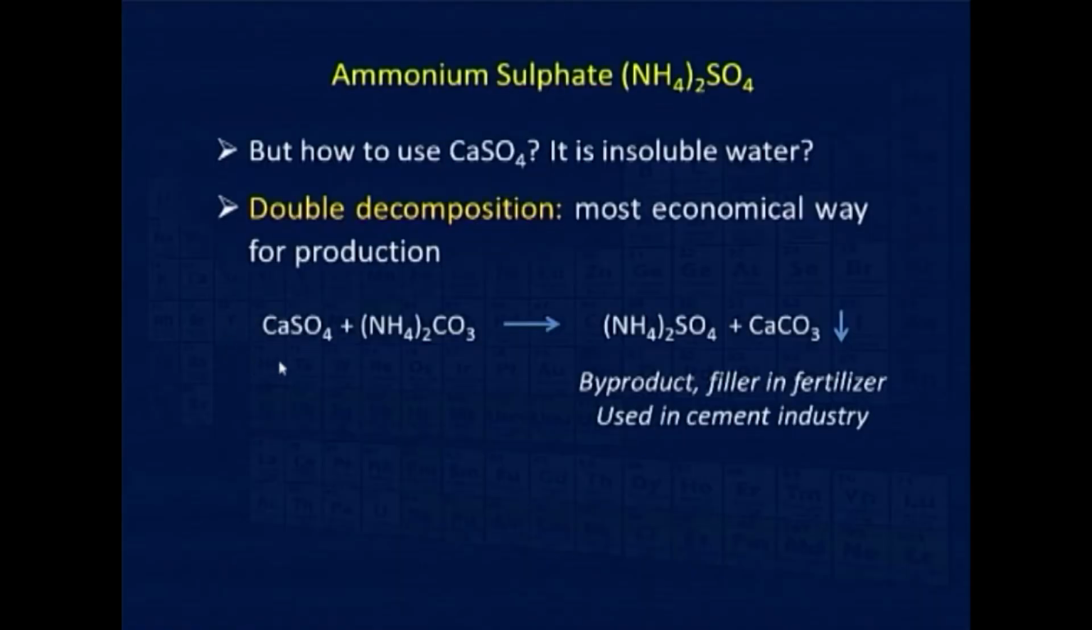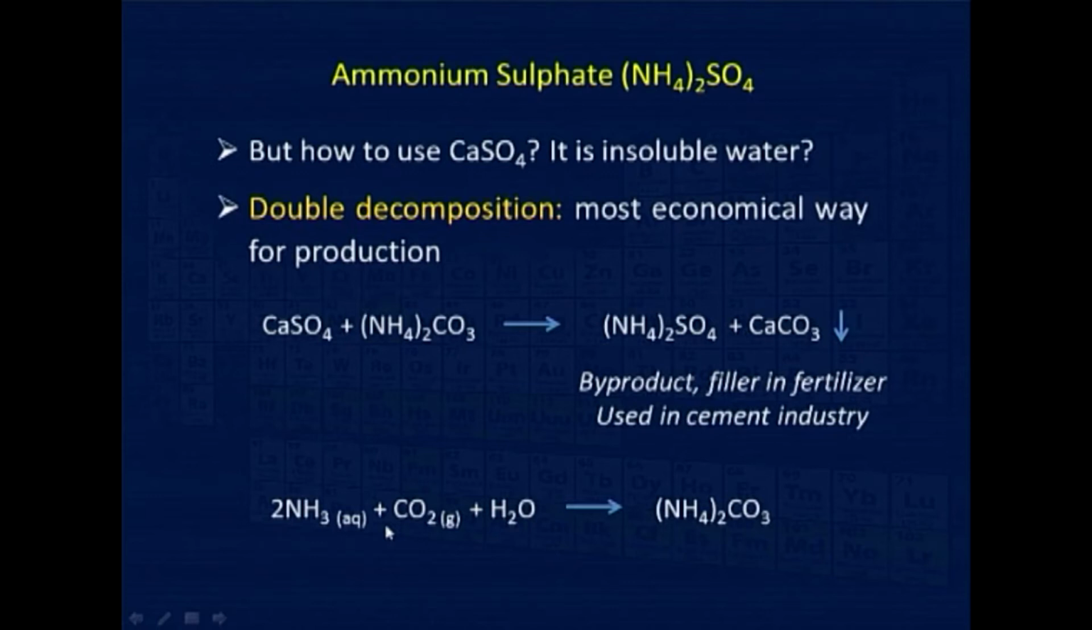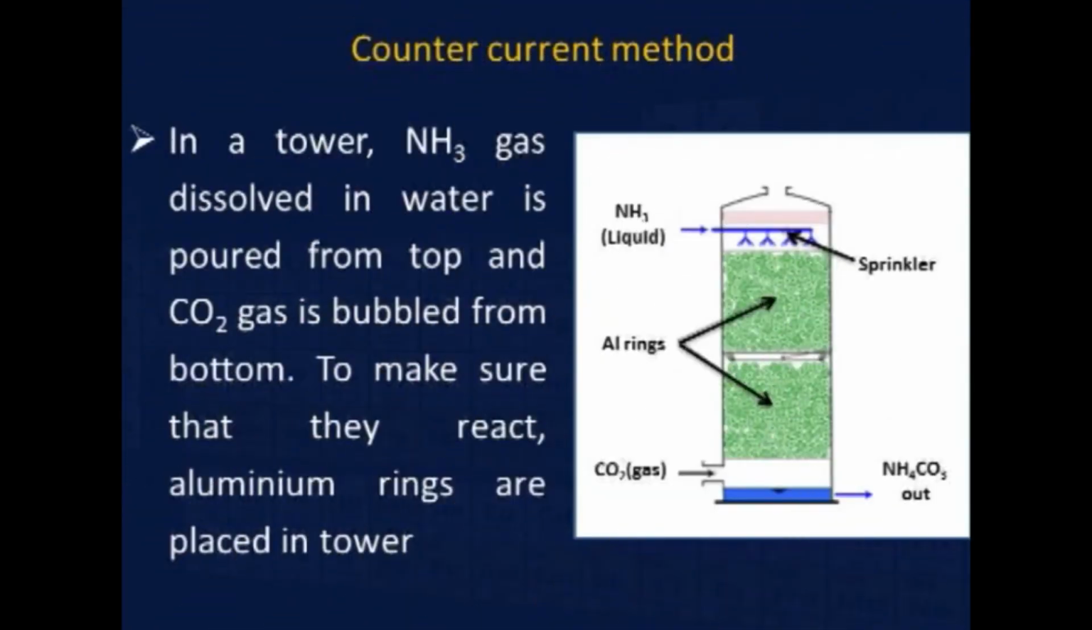But in this reaction, we know that calcium sulphate gypsum has lots of sources. What about the ammonium carbonate? Ammonium carbonate can be manufactured quite easily by bubbling ammonia with CO2. But since both are gaseous forms, it is very difficult to get ammonium carbonate. So, technologists have developed a novel method which is called the counter current method.